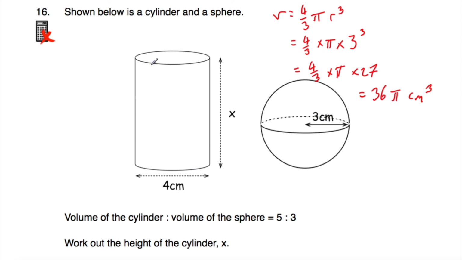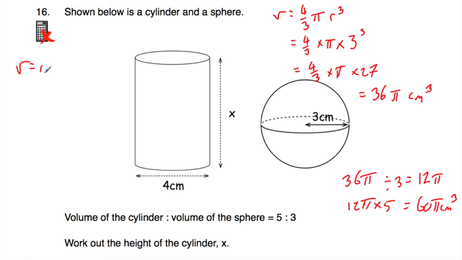So that means the volume of the sphere is 36 pi centimeters cubed. Now we want to find out the volume of the cylinder. The ratio of the volume of the cylinder to the volume of the sphere is 5:3. So if I take the volume of the sphere, 36 pi, and divide it by its number in the ratio, which is 3, that would be equal to 12 pi. And then if I multiply by the other number in the ratio, the volume of the cylinder's number in the ratio, which is 5, 12 pi multiplied by 5 is equal to 60 pi centimeters cubed. So we've now got the volume of the cylinder. It's 60 pi centimeters cubed.